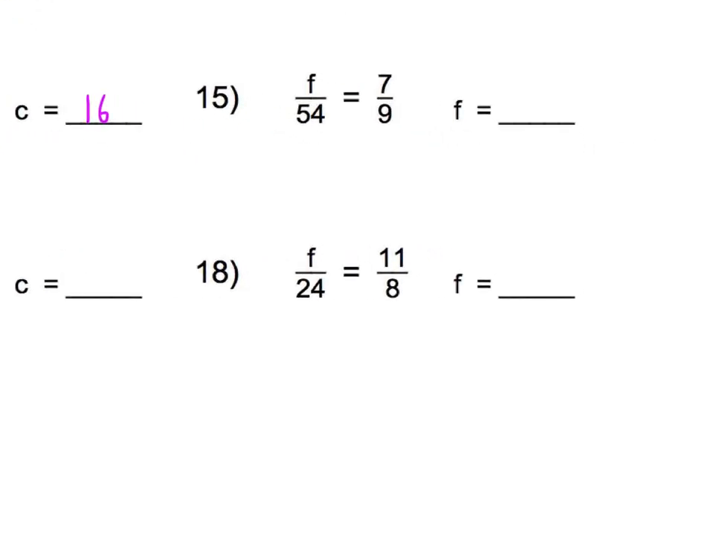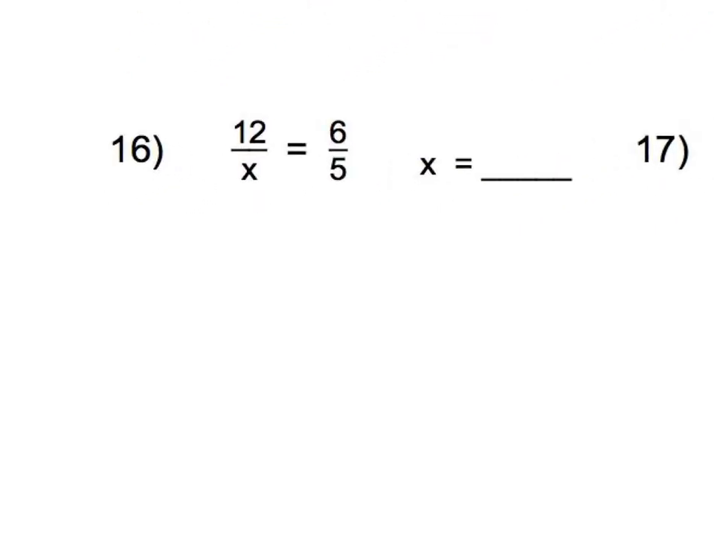Now look at this next one. I have to work backwards. So you could either think 9 times what equals 54. That's right, 9 times 6 equals 54. So now I'm going to do 7 times 6, and F equals 42.